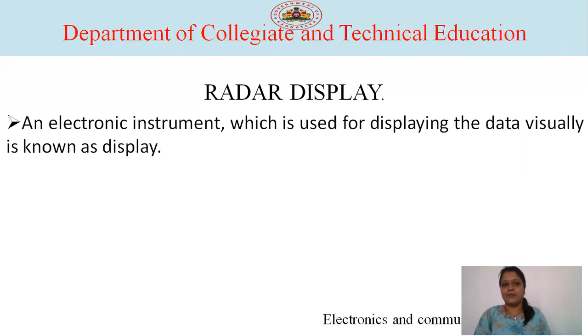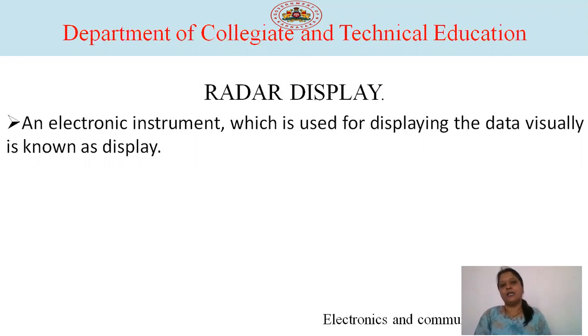What is the radar display? It is an electronic instrument which is used for displaying the data visually, known as the display. For example, in the basic principle of the radar, we are emitting electromagnetic waves in space, they strike the target, and we receive back the echo signals. Those received echo signals are processed and analyzed for the presence of the target, the location of the target, and whether it is a stationary target or a moving target. To do all of that, we need some form of visualization of the information about the echo signal.